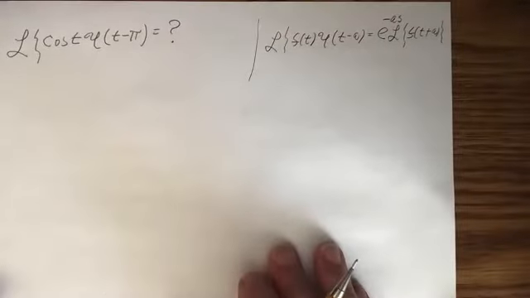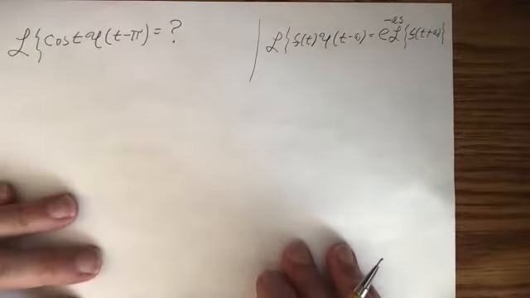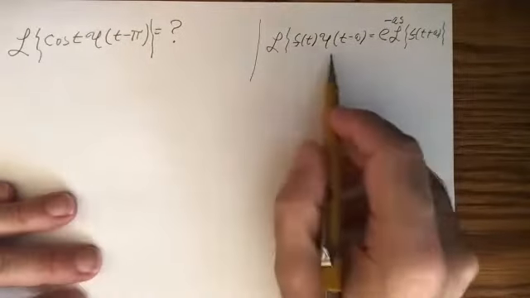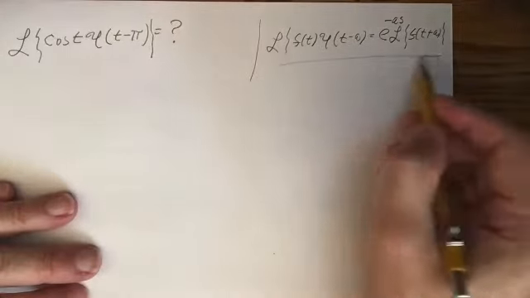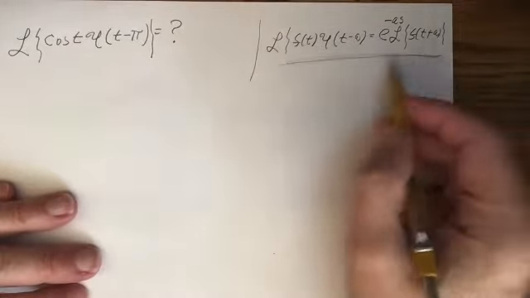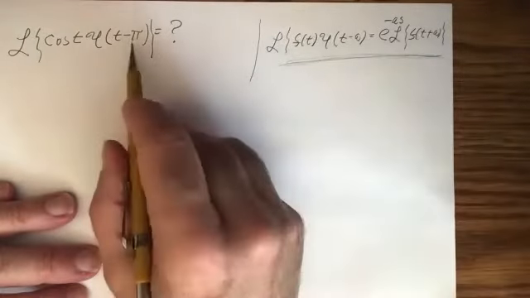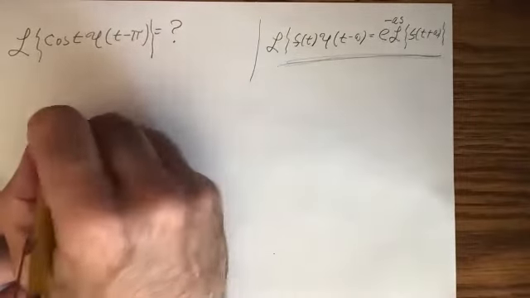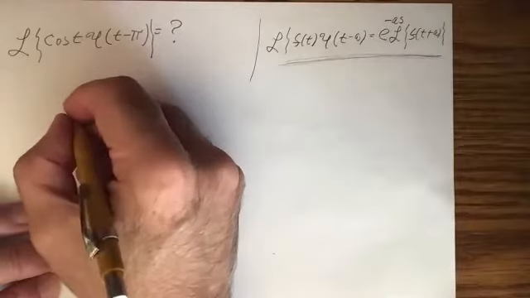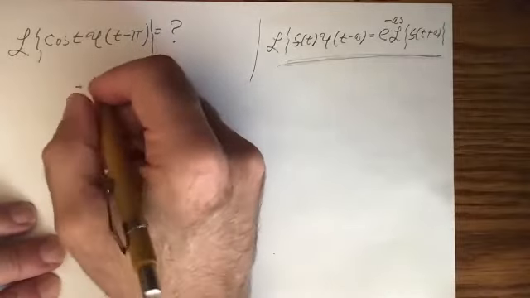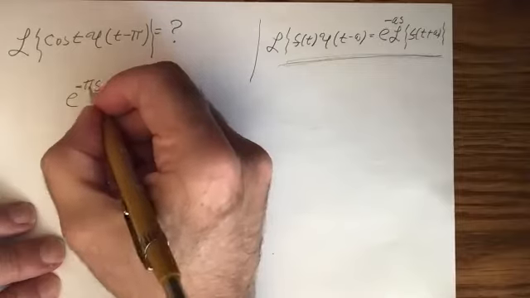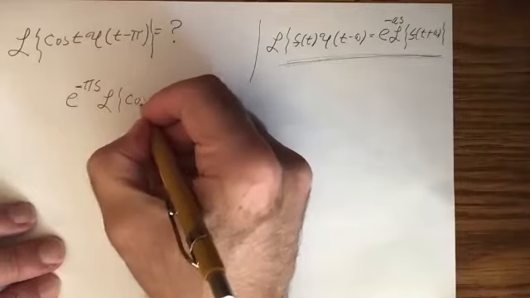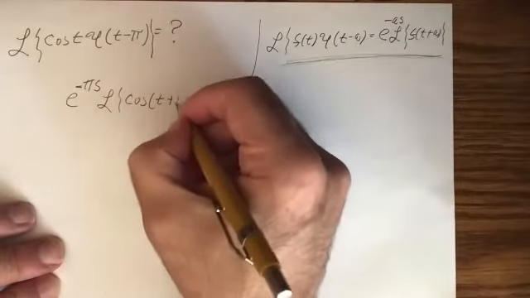Okay, so let me go ahead and do this. We want to find the Laplace transform of this, right? First of all, this is the property that we're going to use. So here I got a pi. When I want to find the Laplace transform of this, this is going to be e to the minus pi s, and then it's going to be the Laplace transform of cosine of t plus pi.